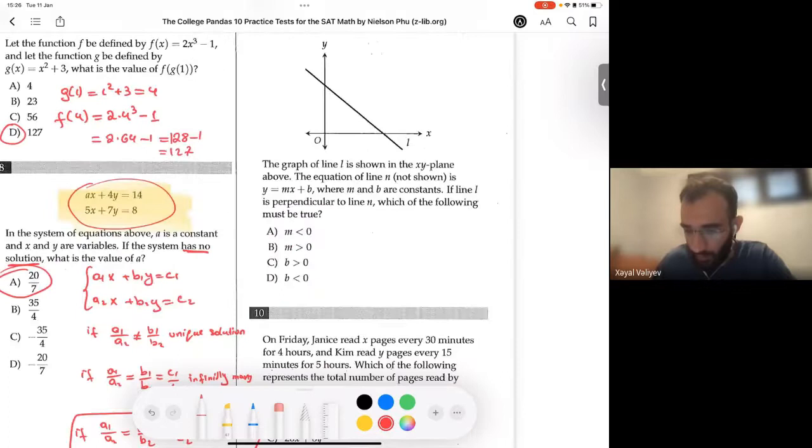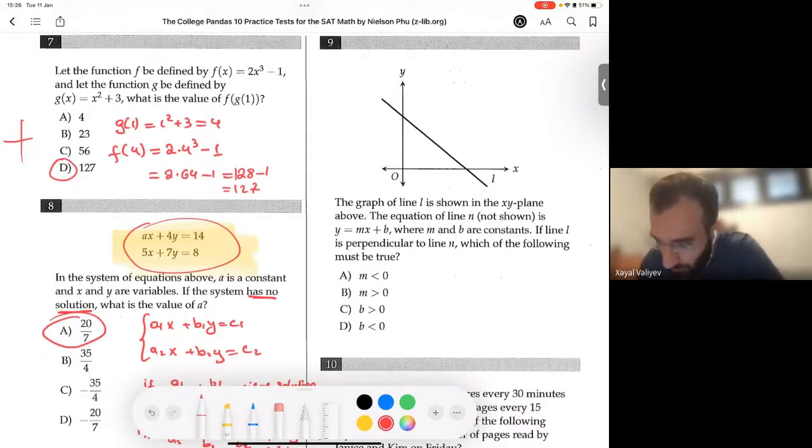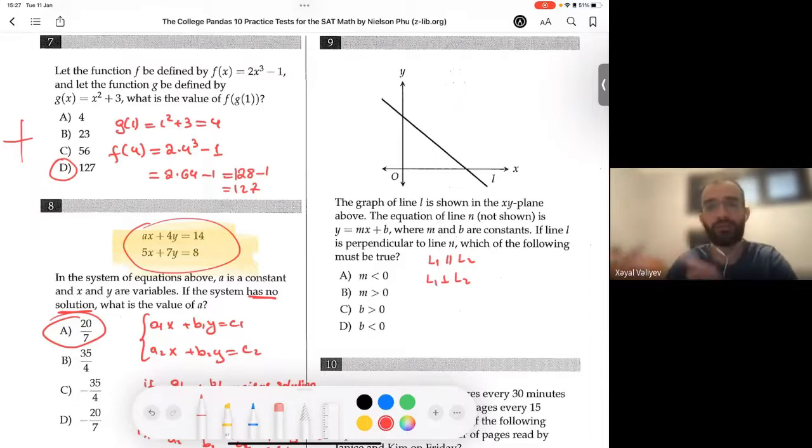Now, question 9. It says the graph of line L is shown in the xy plane above. The equation of line N, not shown, is y equals mx plus b, where m and b are constants. If L is perpendicular to line N, which of the following must be true? This is also a rule, because we have two cases. Line 1 can be parallel to line 2, or they intersect. The special case of intersection is the interesting part, with the perpendicular.